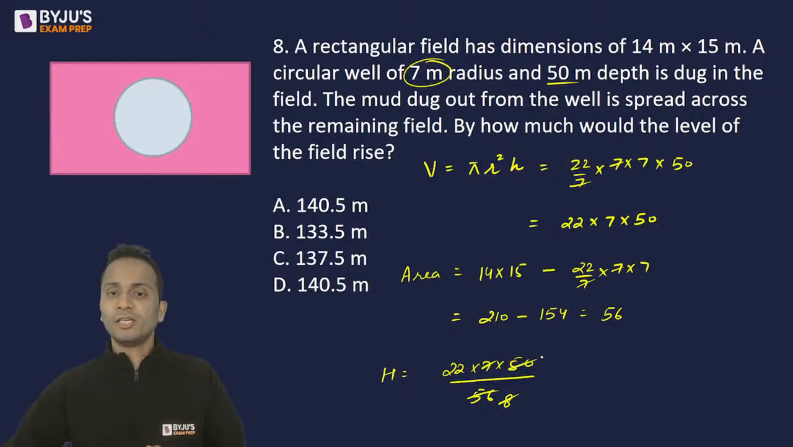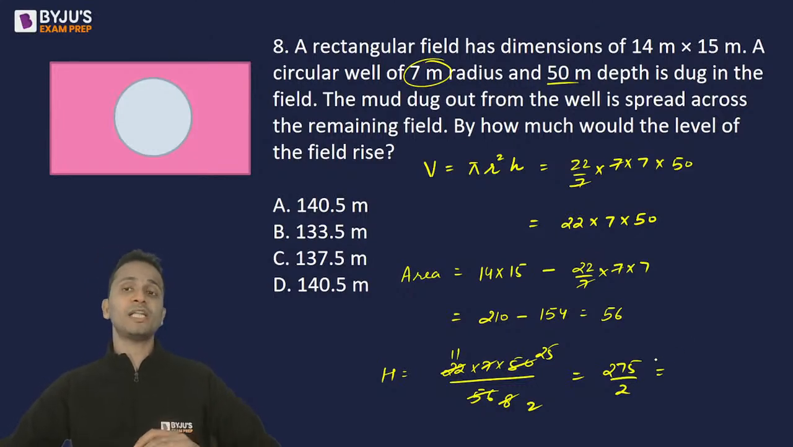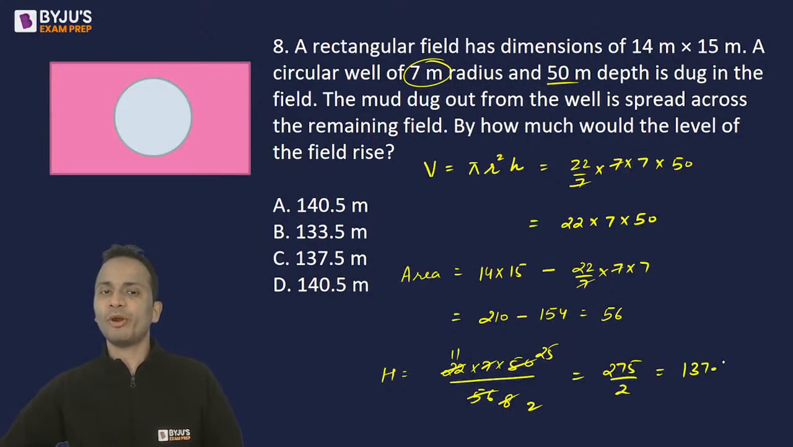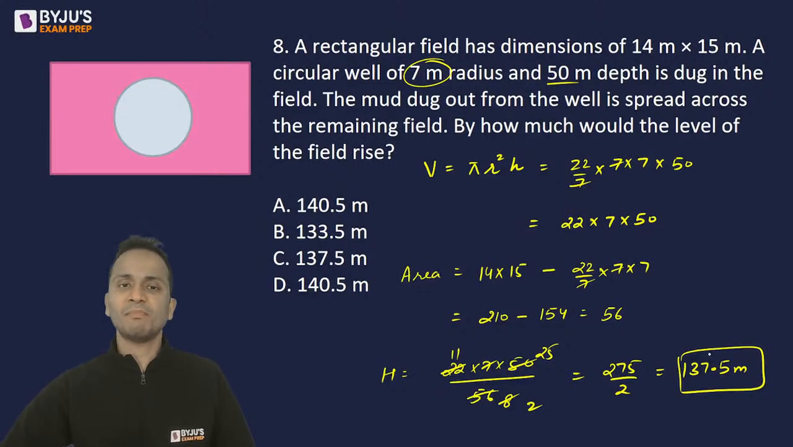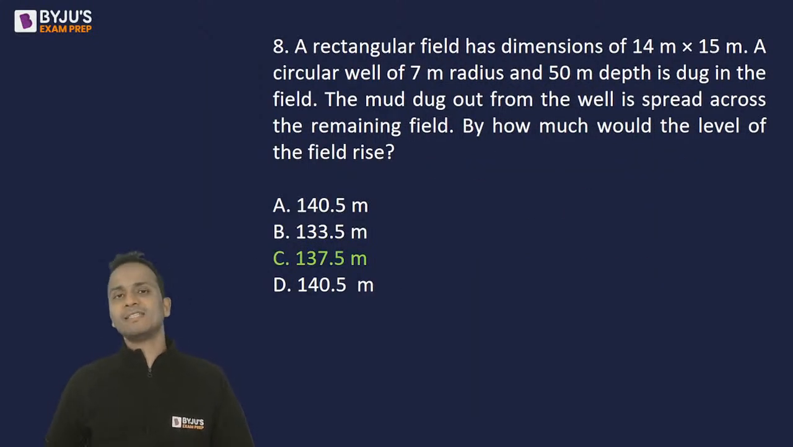Then 25 and 11 and in the denominator 2 is left. So 25 into 11 is 275, divided by 2 is the level by which the field will rise. Okay, so 275 divided by 2, that is 137.5 meters, is the level risen by the field. Okay, so 137.5, that is option C, is the correct answer of question number 8. And yes, that is the correct answer.